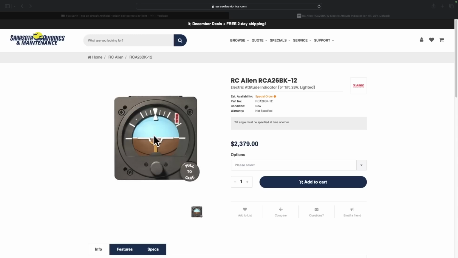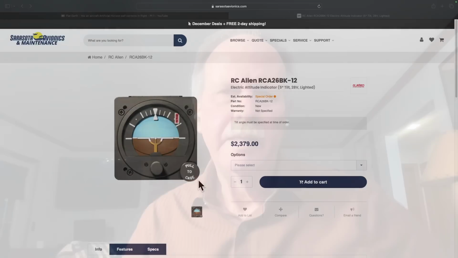The blue is up, the brown is down. Where the blue meets the brown is the horizon. This is your bank indicator. This little red tag right here means that this unit is not powered up and functioning. When it is powered up and functioning, that will go away. And down here, we have a little knob that we can pull to cage the attitude indicator, which means hold it where it is. Now, obviously, this is a rather expensive piece of gear.